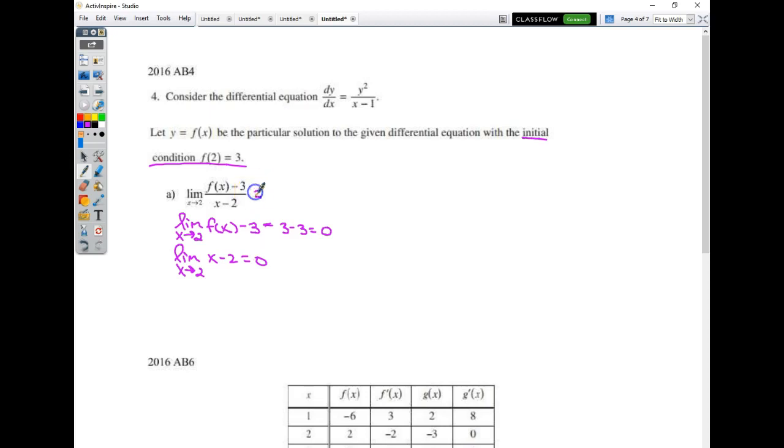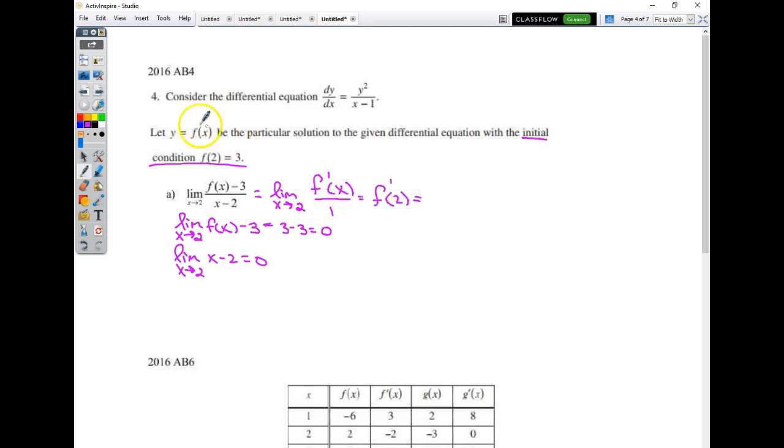So now that we have those, and we can prove that we have a 0 over 0, I can take this and look at the limit as x approaches 2 of the derivatives. Not x approaches 0, x approaches 2, my apologies. So the derivative of f of x is f prime of x, over 1. But what is f prime of x? Well, the limit as x approaches 2 of f prime of x really is f prime of 2.